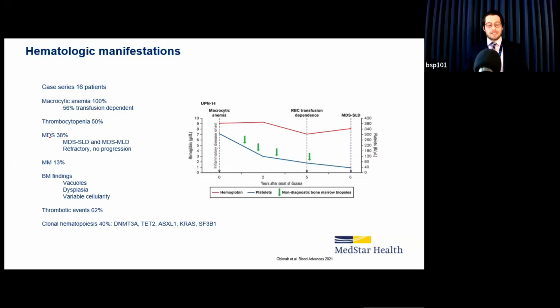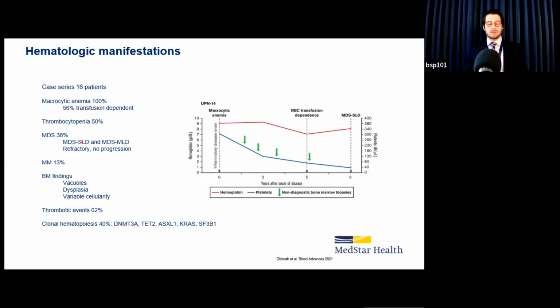About 40% of the patients have been diagnosed with MDS, but mainly single lineage or multilineage dysplasia. These patients have been refractory to standard therapies for MDS. However, they have not shown progression to a higher risk MDS or acute myeloid leukemia. I think this is very controversial and it's very interesting.